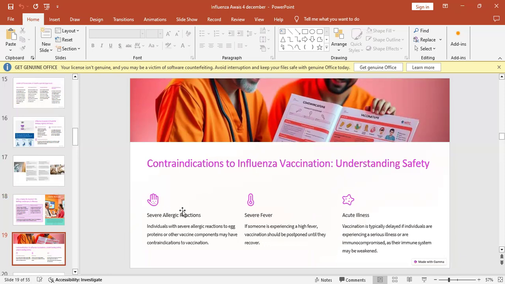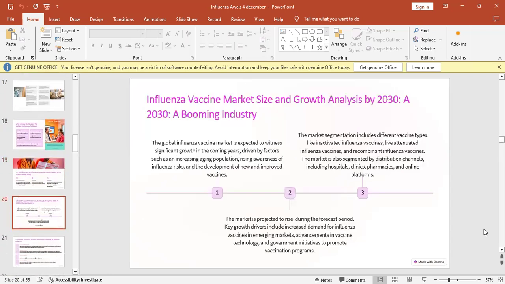Now, the contraindications to influenza vaccination, understanding safety. These include severe allergic reactions, severe fever, and acute illnesses. Individuals with severe allergic reactions to egg proteins or other vaccine components may have contraindications to the vaccine. Severe fever: if someone is experiencing a high fever, vaccination should be postponed until they recover. And during acute illness, vaccination is typically delayed if individuals are experiencing a serious illness, or if the patients are immunocompromised and their immune system may be weakened.